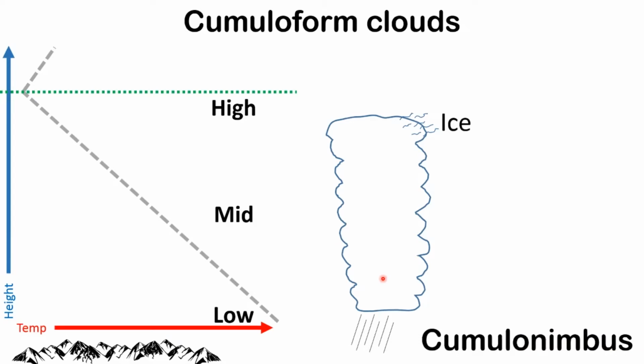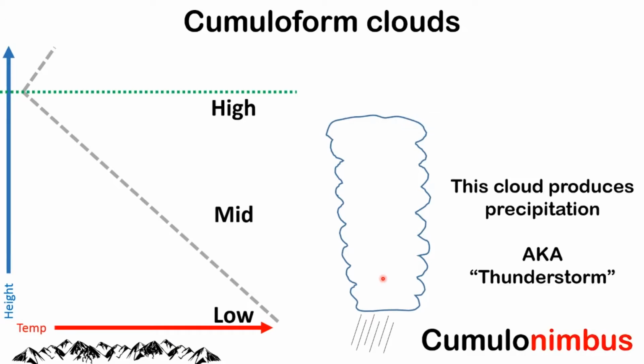Now, the nimbus means precipitation, and by precipitation it could be rain, it could be snow, it could be hail, it could be sleet, but anytime you have a puffy cloud that's producing precipitation, we're going to call it cumulonimbus. Commonly these are called thunderstorms, but it turns out you don't actually have to have thunder to have a cumulonimbus.